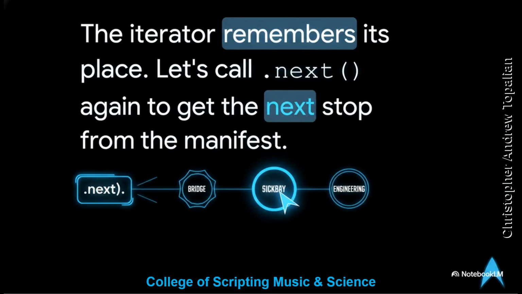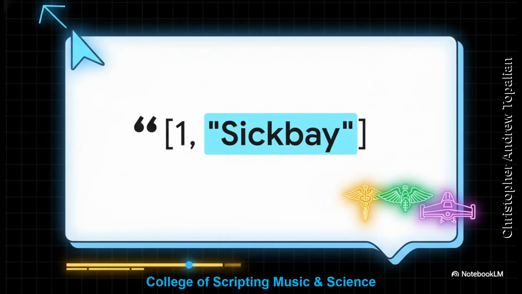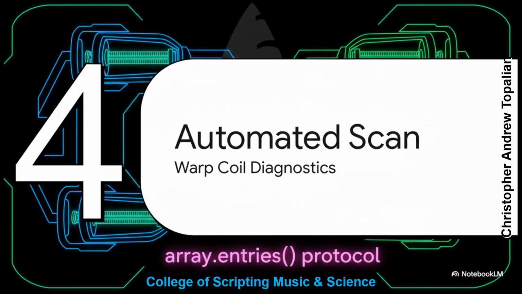Okay, the turbolift's moving. Let's ask for the next stop on our manifest. We'll just call .next one more time. And there you have it. The iterator remembered exactly where it was in the stream and delivered the very next entry, deck 1, sickbay. This ability to maintain its own state, to remember its position, that's what makes this thing so powerful. Now, doing things manually is great for understanding the concept, but in a real-world scenario, say running diagnostics on the warp coils, you need automation. Let's see how the entries protocol absolutely shines when we put it on autopilot.